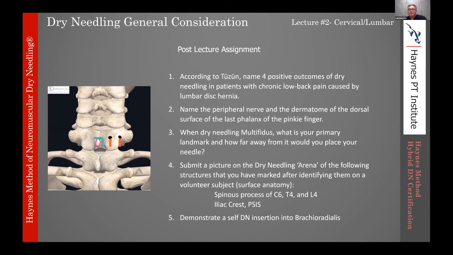Then I want you to submit a picture on the dry needling arena of the following structures that you've marked after identifying them on a volunteer subject, so your surface anatomy. So I want you to identify and mark C6, T4, and L4, and then the iliac crest down to the PSIS. And then lastly, we're going to demonstrate a self dry needle insertion into your brachioradialis.